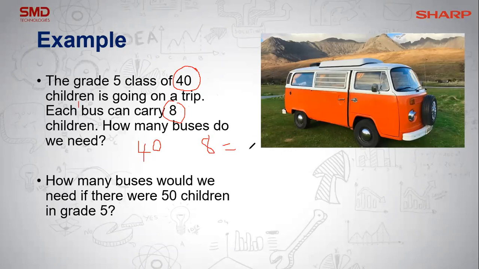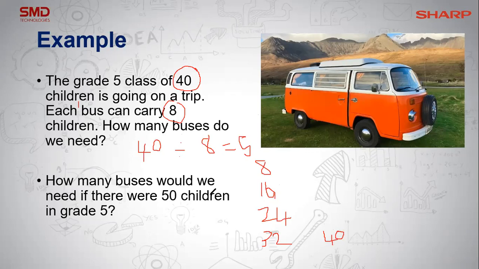Well, if I put 8 children into the first bus, I've got 8. Then I put another 8 children into the next bus. So now I've used 16 children. Then another 8 into the next bus, I've used 24 children. 8 into the next, I've used 32, and then the last is 40. So I've got 1, 2, 3, 4, 5 buses that we need for this trip. In other words, we are sharing the children amongst the 8-seater buses, and we're working out how many buses we need.